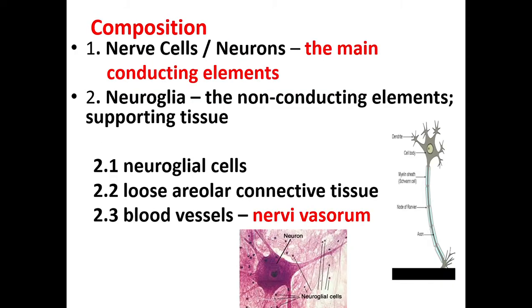Okay, so let's now go into the composition of the nervous tissue. It is composed of nerve cells or neurons. So that is the term for nerve cells. We have neurons. Take note, the main conducting elements. And these nerve cells are supported by neuroglia, the non-conducting elements or supporting tissue of the nervous tissue. Okay, so the neuroglia is composed of neuroglial cells, loose areolar connective tissue, and blood vessels, which we call nervi vasorum.